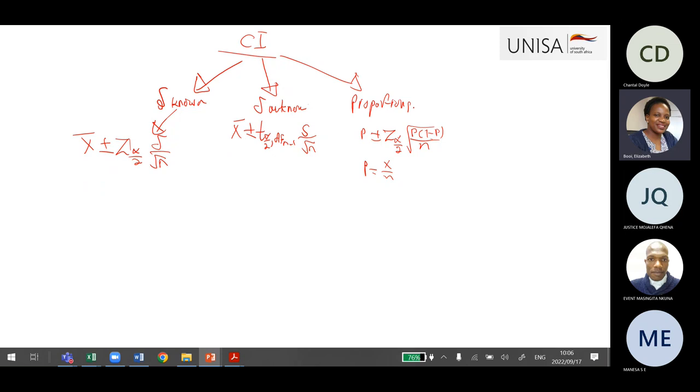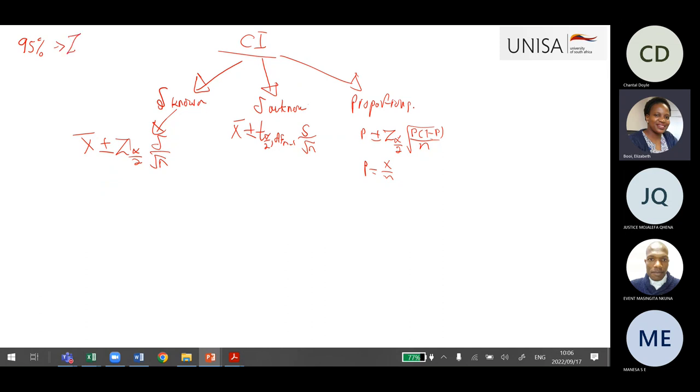Now, this is where it's very, very important to keep note of the following. A z value of 0. Let me not do it that way. A confidence interval of 95% interval.